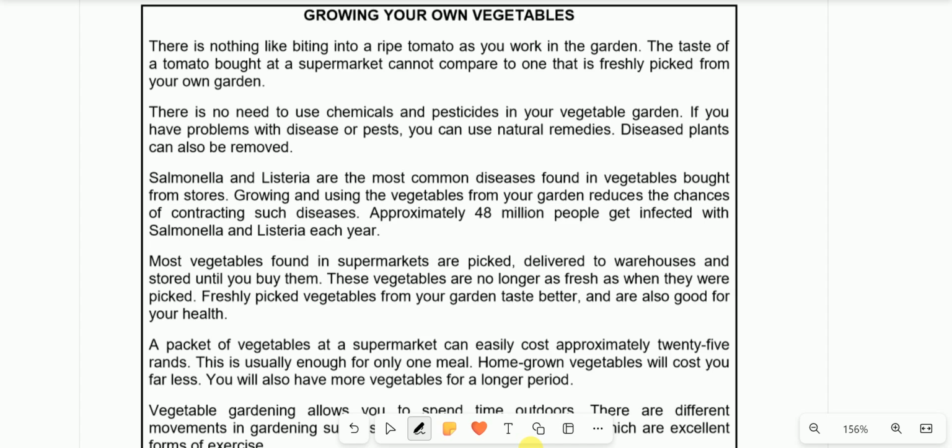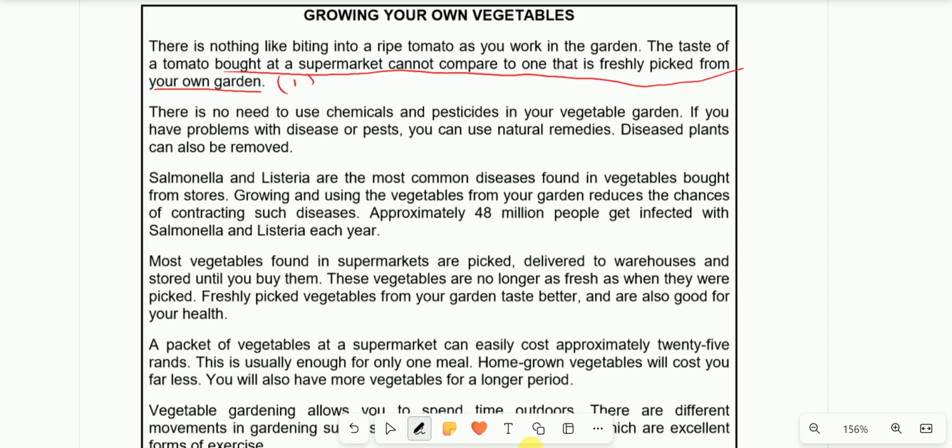There's nothing like biting into a ripe tomato as you work in the garden. The taste of a tomato bought at the supermarket cannot compare to one that is freshly picked from your own garden. I think here I can underline this fact as a benefit and then maybe write it as 1.